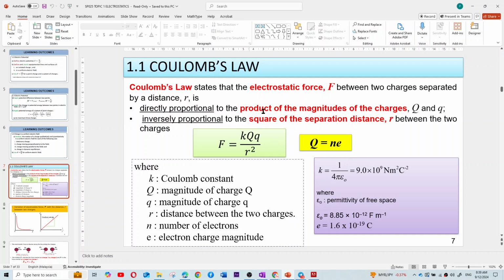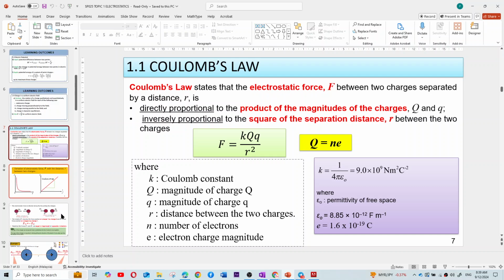Okay, here we have Q equal to Ne. What this means is that charge is actually the accumulation of many electron charges. Do you remember how to build charge?